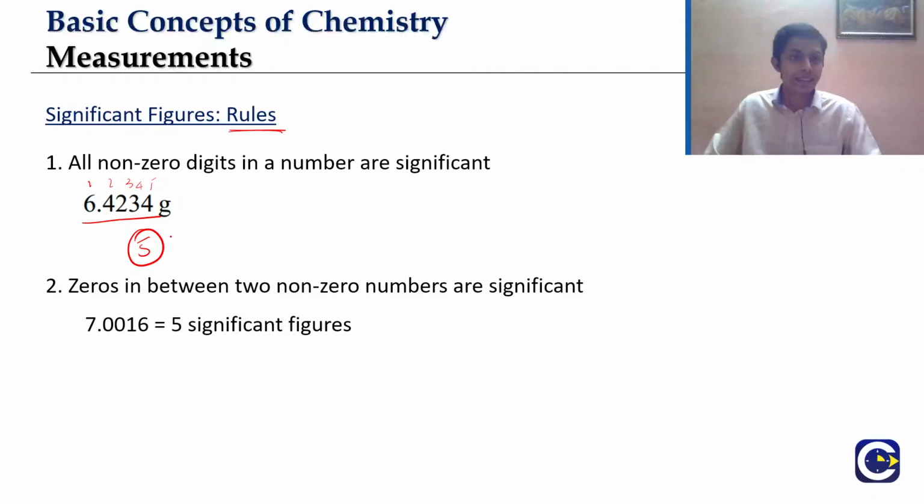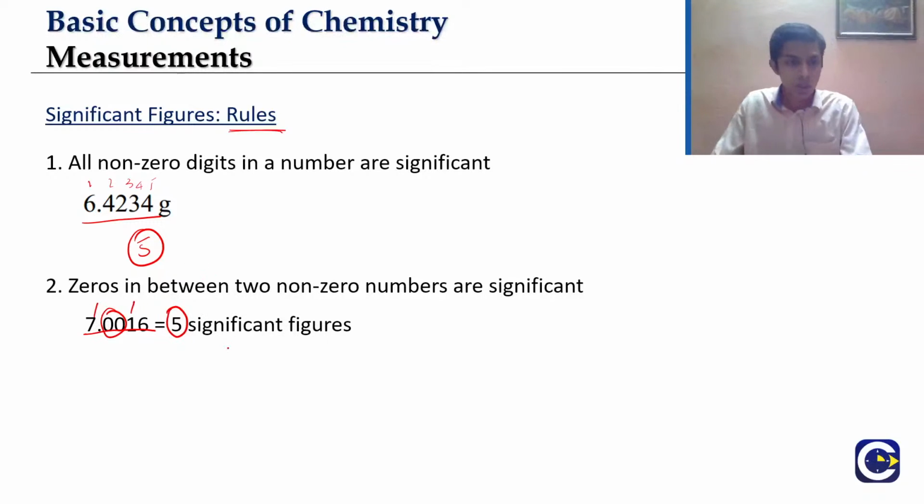Second rule: zeros in between two non-zero numbers are always significant. First one we understood: whichever are non-zero have to be significant. Second one, whichever zeros are in between non-zero numbers, they are also significant. For example, 7.0016. In this case, these two zeros are also significant because they are in between 7 and 1, which are non-zero. So totally there are 5 significant figures.